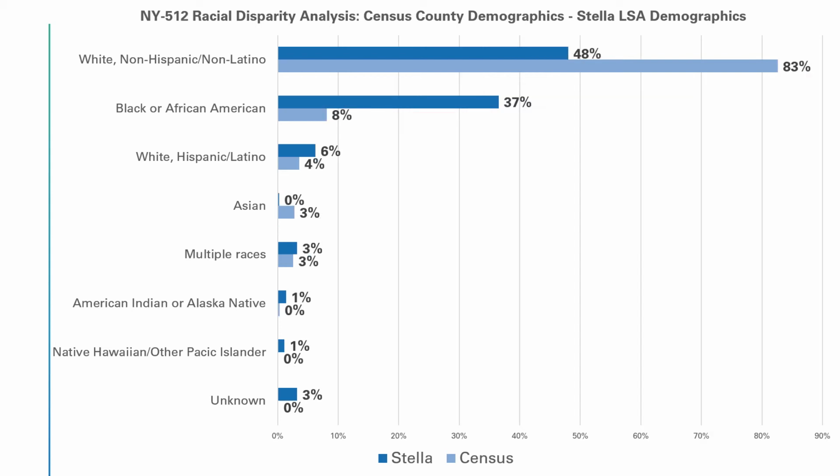Now we can move on to Rensselaer County, New York 512. Similar pattern here. So 83% of the population is white, non-Hispanic, but about 48% of them make up those served in the homelessness community. 37% are Black or African American in the homelessness community in this reported period, and they only make up 8% of the population though. So that's actually nearly 5 times as much. That's a major concern there.